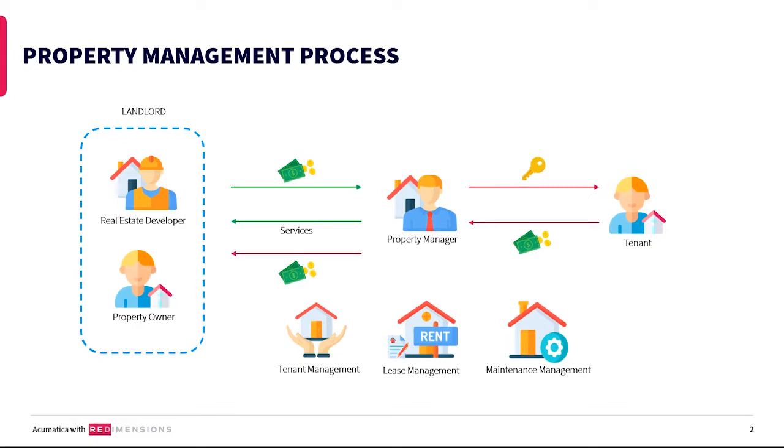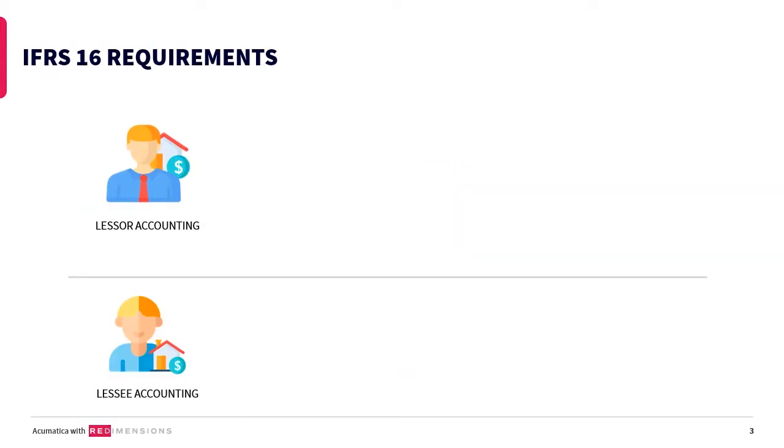However, a new financial reporting standard was released, and this changed the way we account for lease transactions. So what is IFRS 16? IFRS 16 replaced IAS 17 and governs accounting for leases effective January 1, 2019.